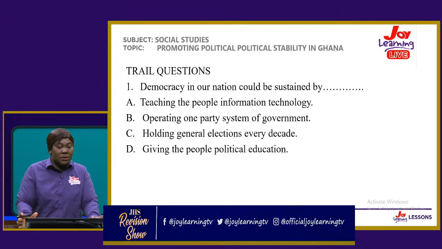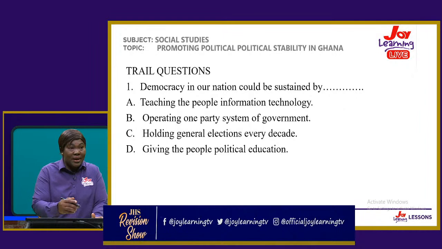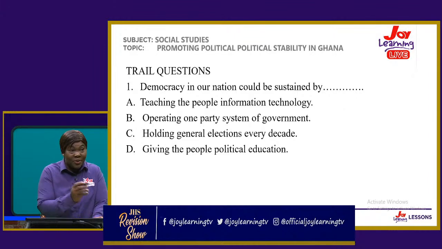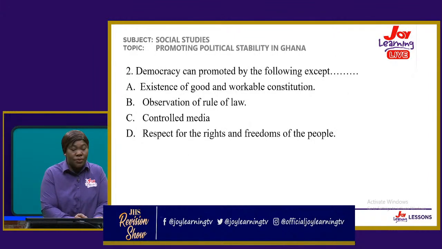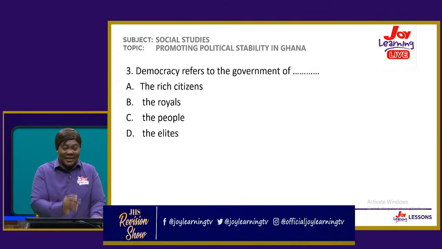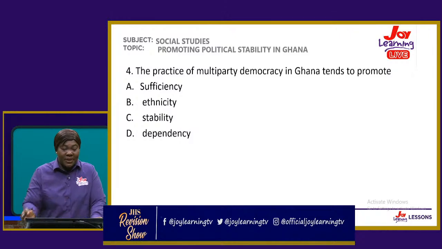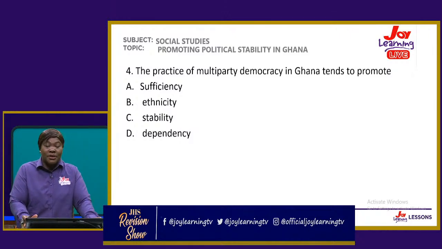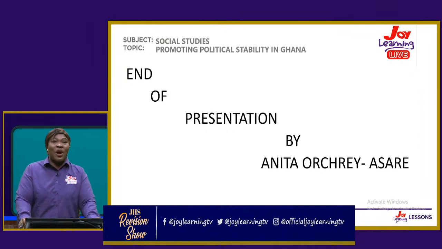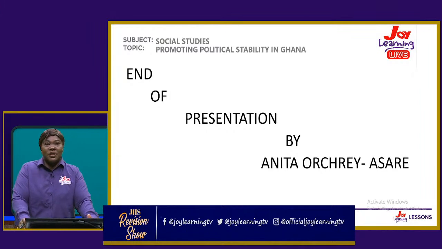And then these ones, if you can, you can try and answer them in the next 1 minute. Democracy in our nation could be sustained by, so quickly, it's also part of the speed test. Question number two, democracy can be promoted by the following except, so these are the answers, you can pick them as fast. Then question number three, democracy refers to the government of, you just said it, somebody answered it very well. Then the practice of multi-party democracy in Ghana tends to promote, the answers are right there, so choose the correct one.